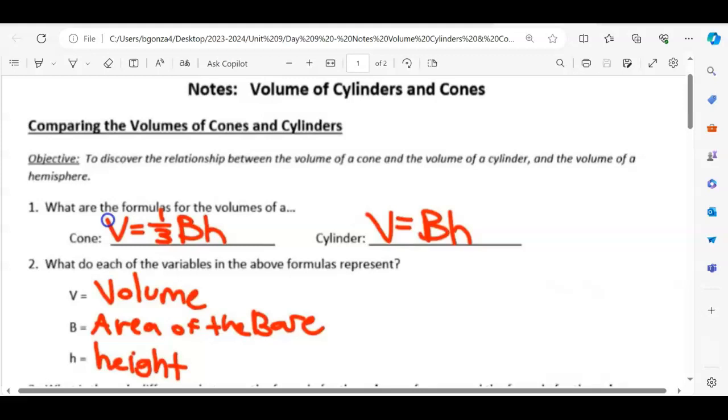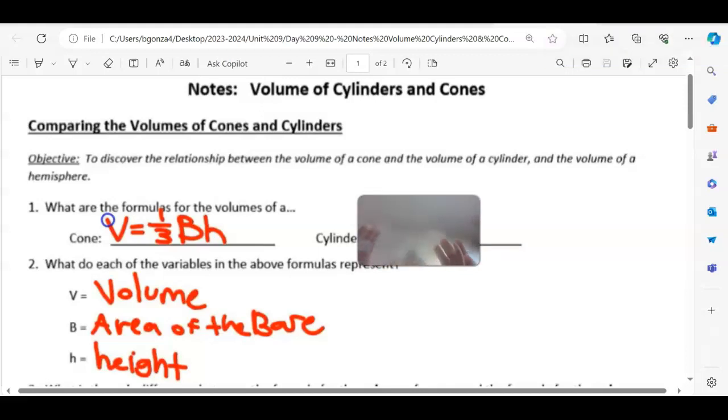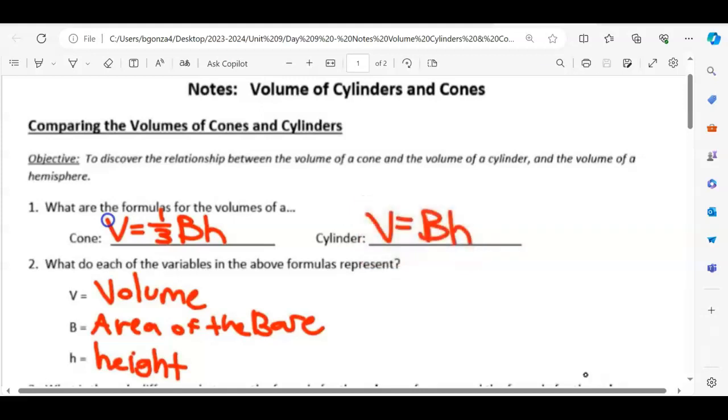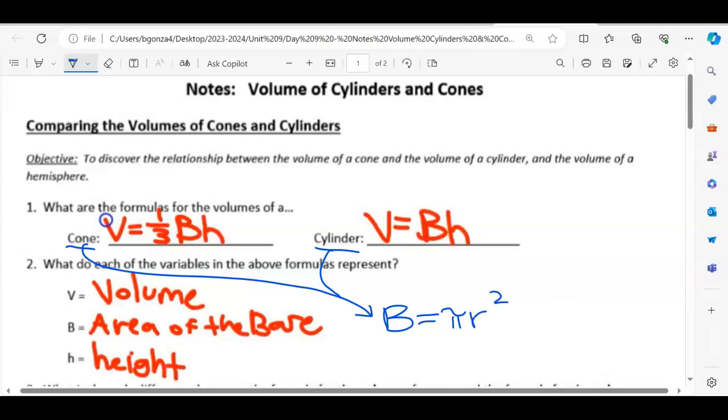Now, here's the deal. For these shapes, for the cylinder and the cone, what kind of bases do we have here? What shape is that? Circle, right? So if we have a circle, capital B, the area of the base is going to be, go ahead and write this down, for a cone and a cylinder, capital B for a circle is going to be pi r squared. That's how you find the area of a circle.